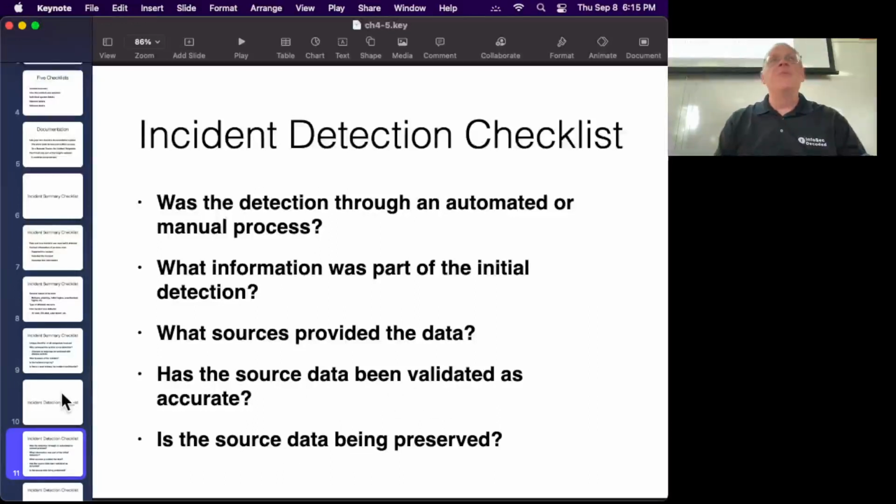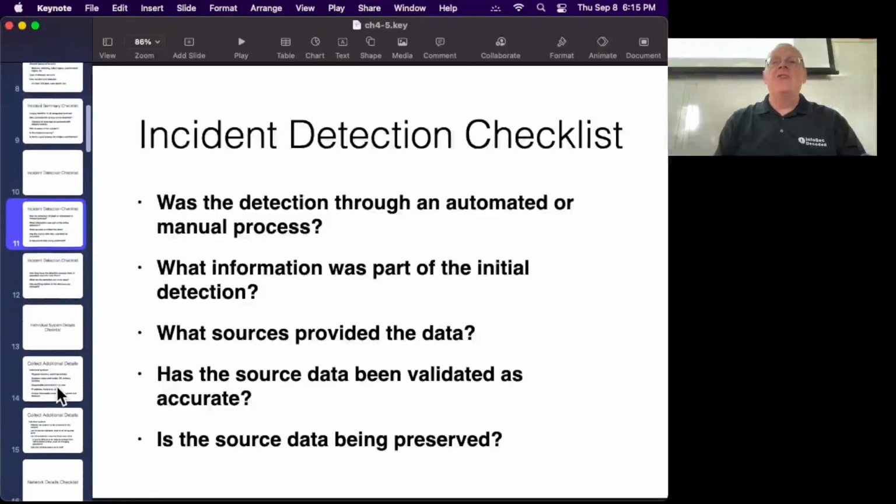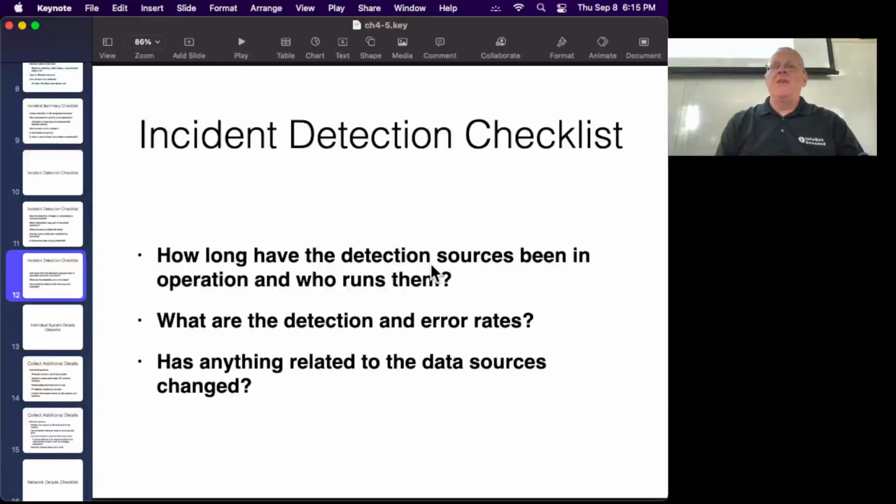And then the question is, are you preserving this data? That's one way to describe computer forensics, is capturing data and preserving it for later, making a good copy of things. In incident response, you're not trying to get all the evidence like you are in criminal investigation, but you're trying to get some evidence, and you do want to save it. So check your detection sources: who runs them, how reliable are these detection sources, has somebody changed anything? It might just be that somebody updated the virus definitions in your IDS and it's picking up false positives that it wasn't picking up before, things like that.